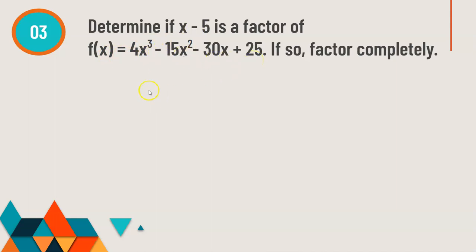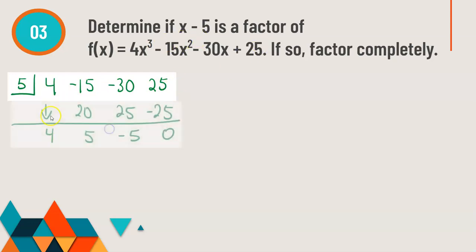So again, start with the synthetic division. A positive 5 goes in the box, and my coefficients are written down. I didn't have any holes to fill in. When I complete my synthetic division, I get a 4, a 5, a negative 5, and a 0. And because that remainder is 0, this is a factor.